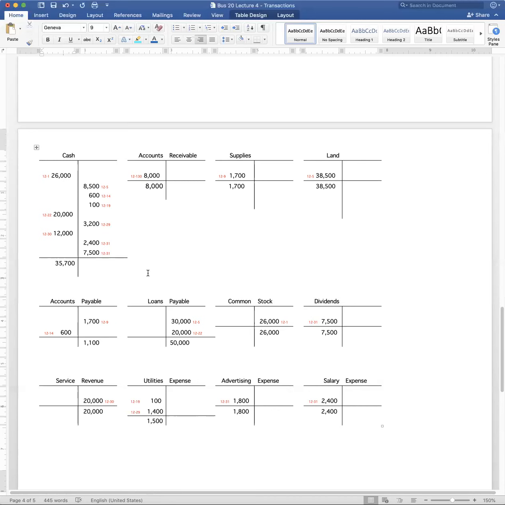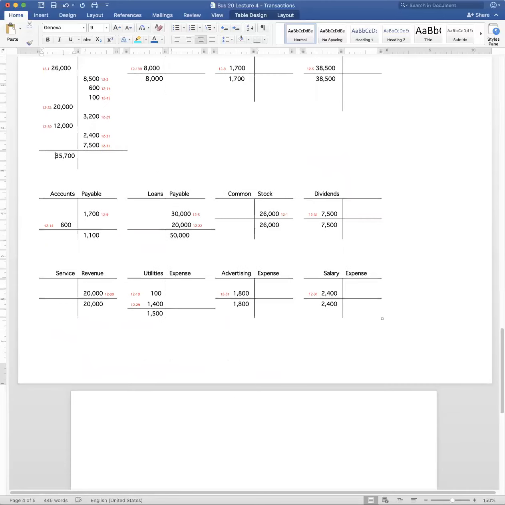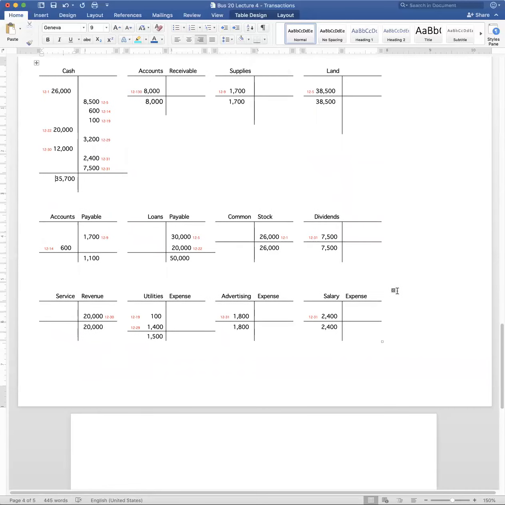A lot of people will look at a bunch of T accounts like this and they'll see all these numbers and they'll say, what the heck is this? I don't understand it. So we have another document that we use in accounting to list out the accounts and show what's in them. And this is something called a trial balance.